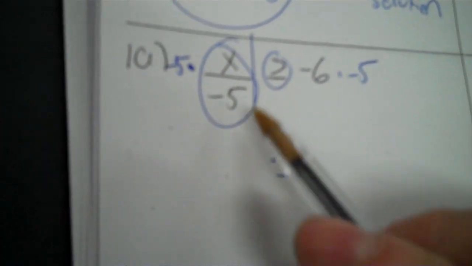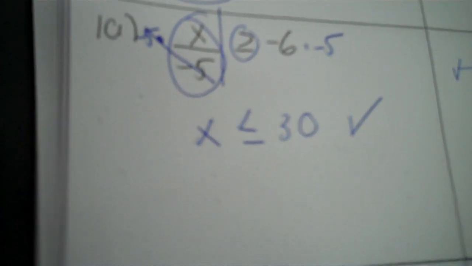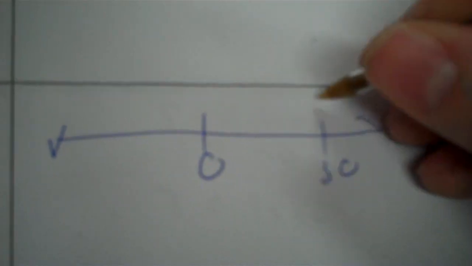So times negative 5, times negative 5. If that was positive 5, I wouldn't switch it. So you have x in front, negative 6 times negative 5 is 30, and that's the order we want it. So 30, circle filled in, less than goes this way. Okay.